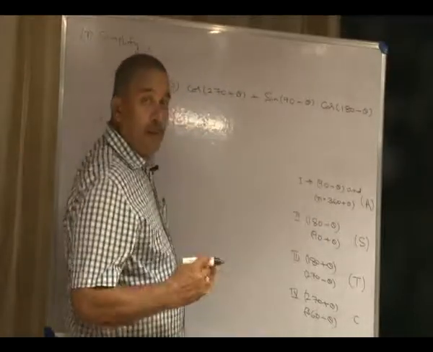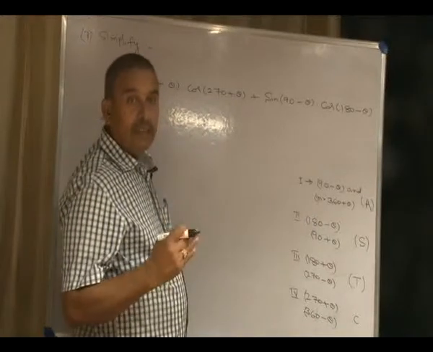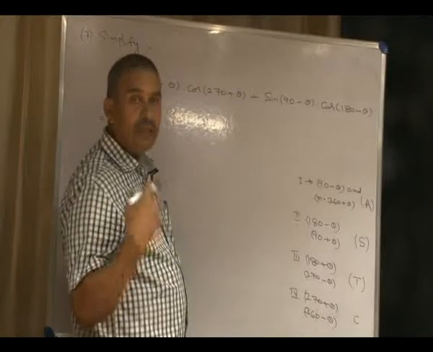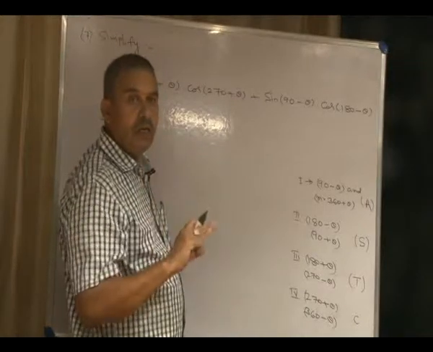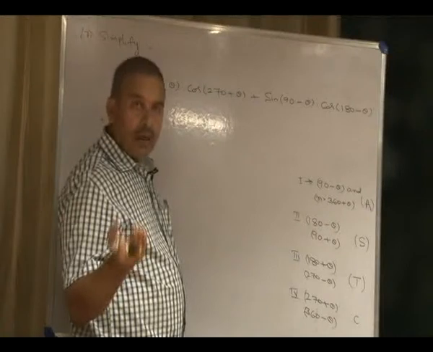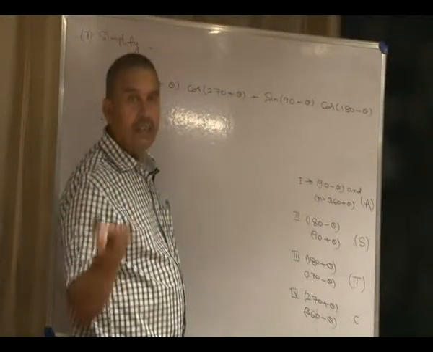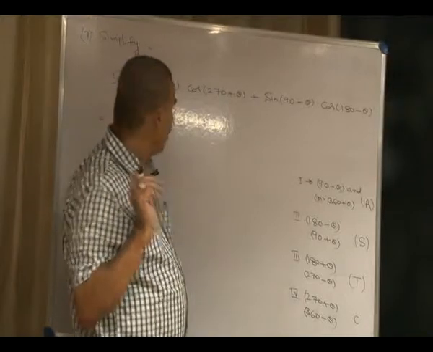In odd multiples of 90 plus or minus theta there is a co-function, that is co-ratio: sin changes to cos, cos changes to sin, tan changes to cot, cot changes to tan, cosecant changes to secant and secant changes to cosecant.